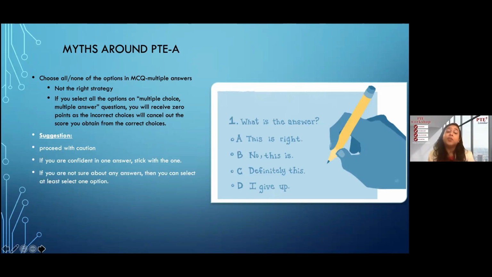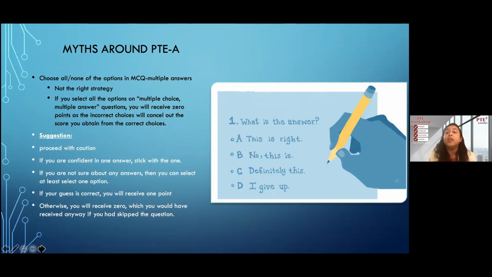So if you're not sure about any answer, then at least select one of the options. If your guess is correct, you will receive 1 point. Otherwise, you will receive 0, which you would have received anyway if you had skipped the question. So don't choose all the answers because you will get 0. Don't skip the answers because that way you are missing out on the chance of getting 1 point.